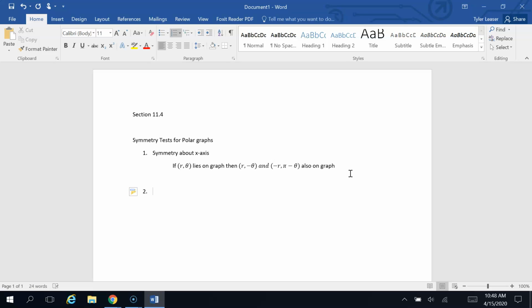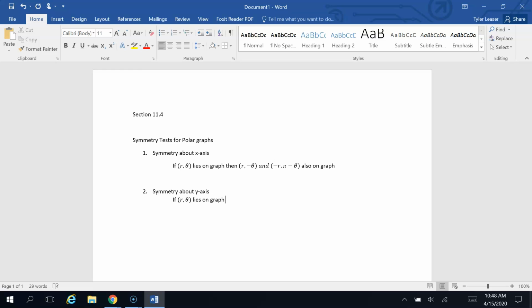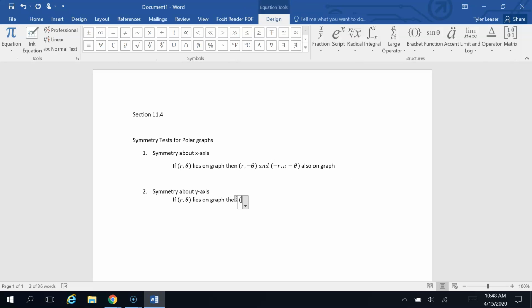Okay, so moving on to 2, another kind of symmetry that we would care about would be symmetry about the y-axis. So for this one, if we have a point (r, θ), just again some generic point, doesn't matter what it is, lies on the graph, then you're also going to have these 2 points: (r, π − θ) is going to lie on the graph, and (−r, −θ) is going to lie on the graph.